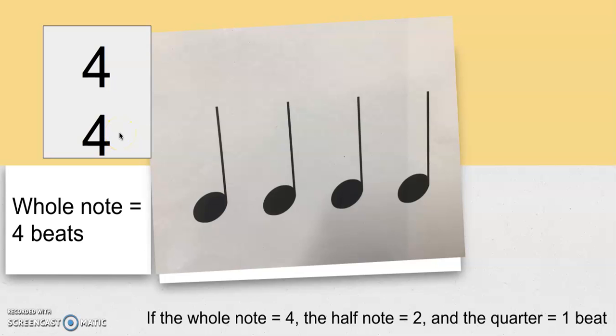The bottom number can be thought of in 2 ways. You can think of it as the value of the whole note. In this case, the whole note equals 4 beats. Or you can think of it as what kind of note gets 1 beat. So if you break it down, you'll see that the whole note equals 4 beats, therefore the half note equals 2, and the quarter equals 1 beat.